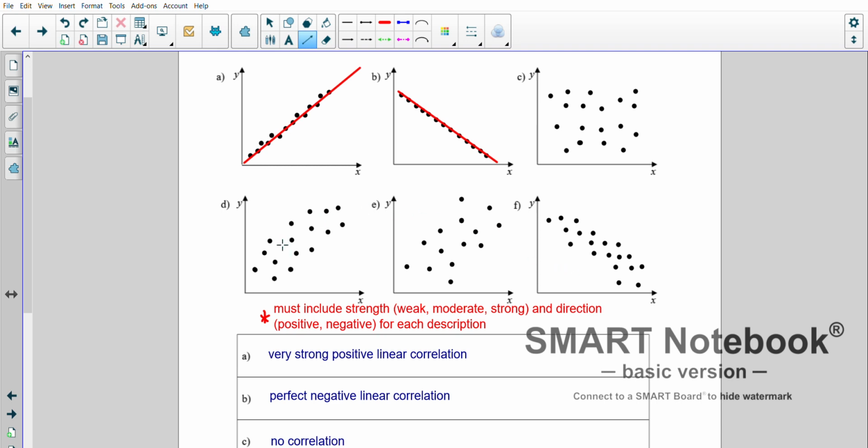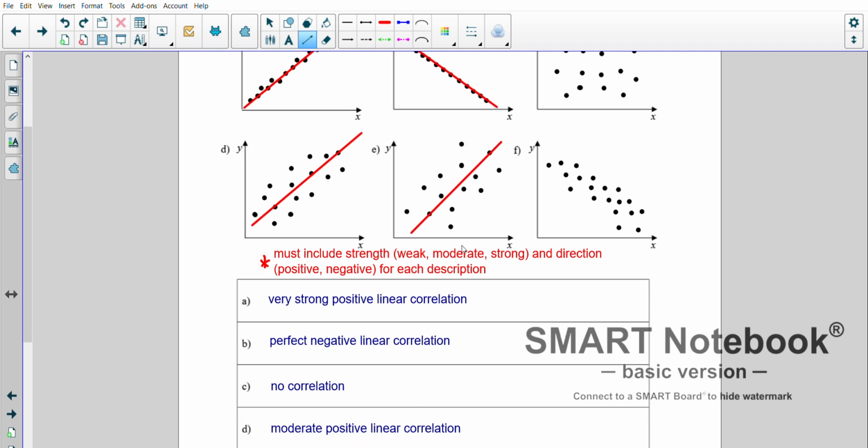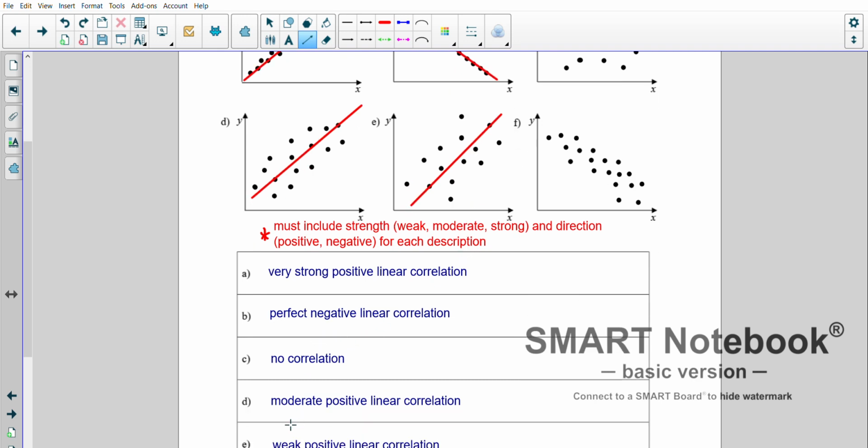Then we have this one here. The points aren't that clustered, but you could still draw a line of best fit. It probably looks something like that. So it's definitely positive, but it doesn't feel very strong to me. So you could use a word like moderate, and because it's going up, we're going to say moderate positive linear correlation. We have a similar situation here, except that the points seem a little more spread out. Again, this is a little subjective, but I would consider this a weak positive linear correlation.